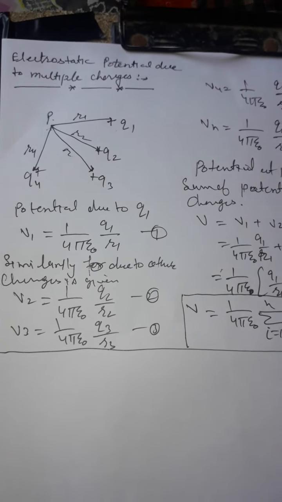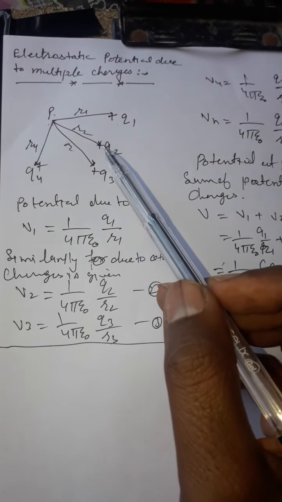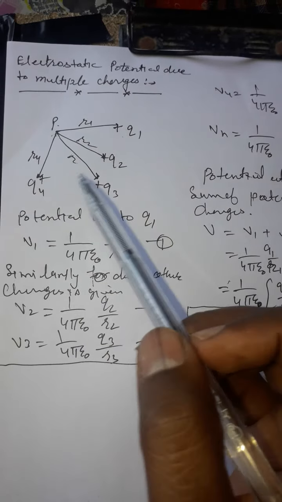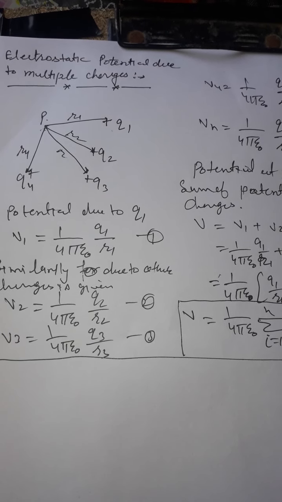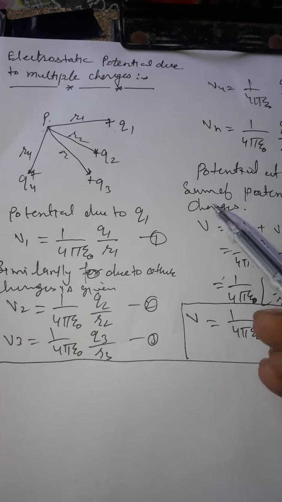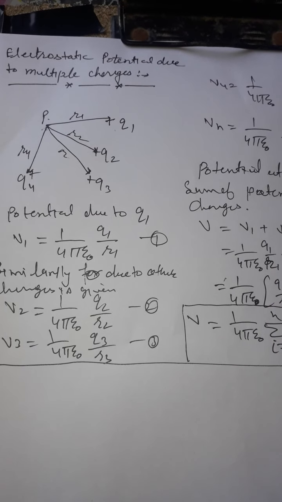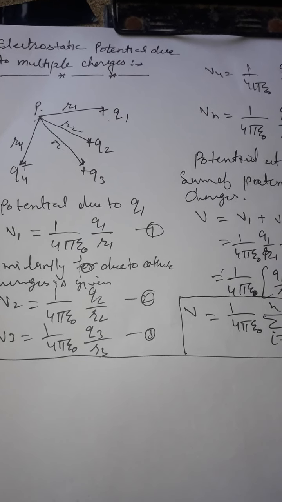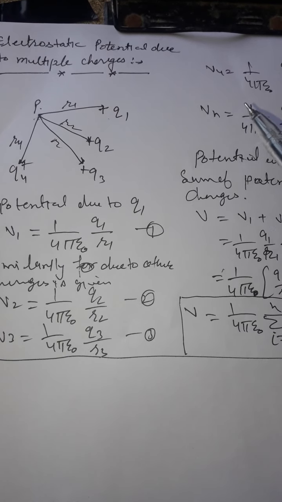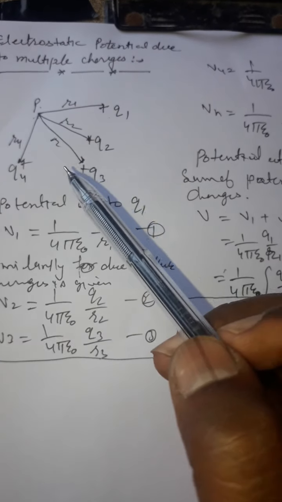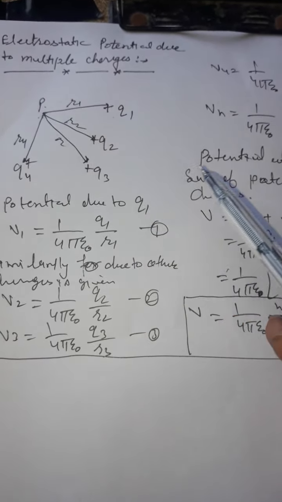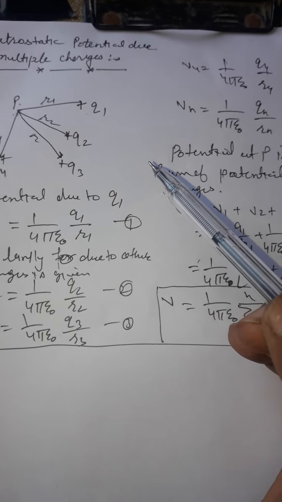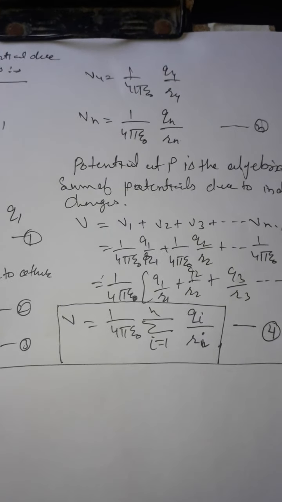It is also noted that if these charges are not considered discrete, that is, if we consider the charge system as a continuous charge distribution, then we imagine small volume elements having density rho, calculate the potential due to each volume element, and then integrate over the total continuous distribution. So this is all about the electrostatic potential due to multiple charges. Thank you very much.